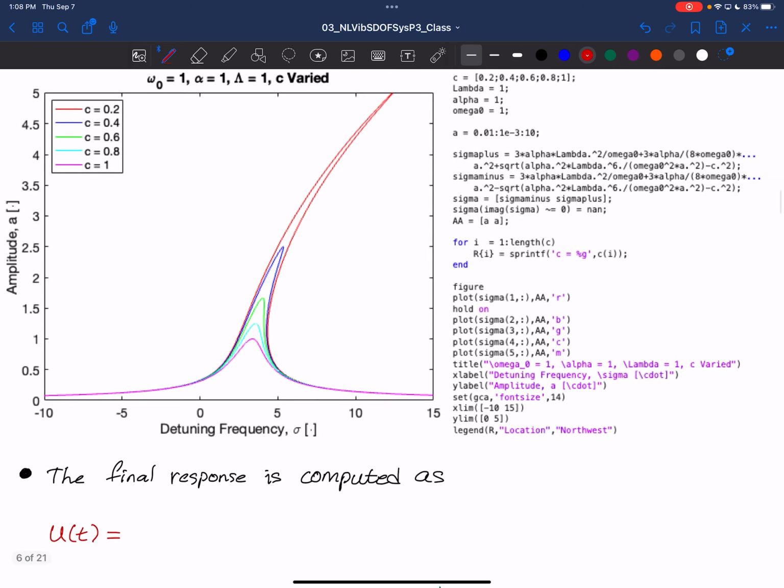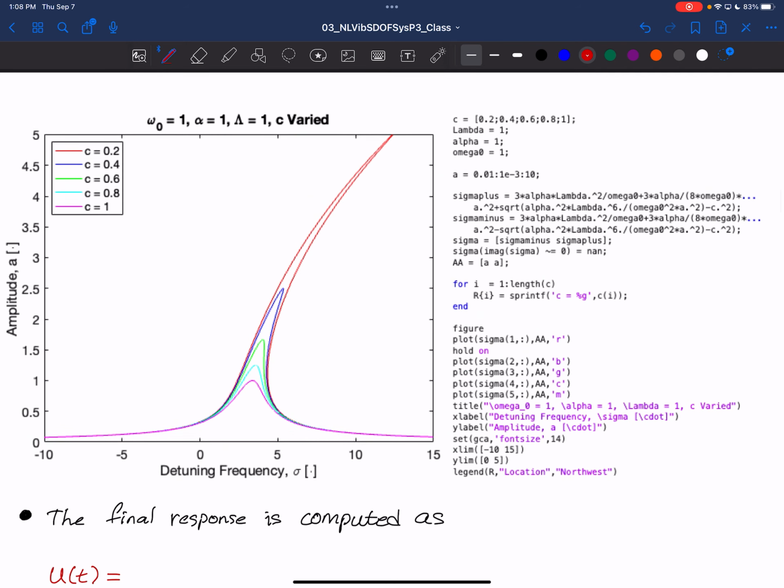All right, last plot I have here is for if you vary the damping in this case, and in this case, if you vary the damping, then you will just reduce the amplitude of the response as shown here.